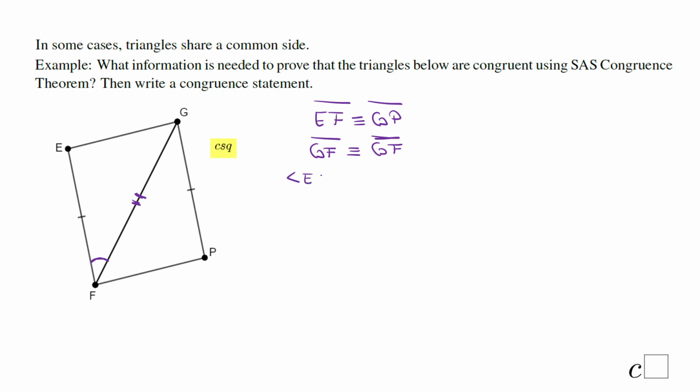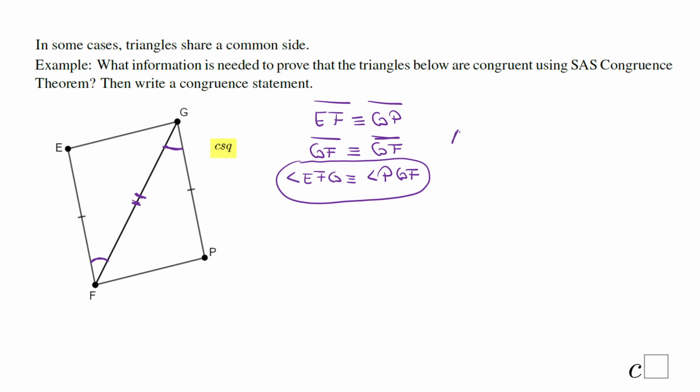EFG needs to be congruent to what? This angle, because these two angles are included, and that one will be PGF. Okay, so this is the information needed to prove using the side angle side congruence theorem.